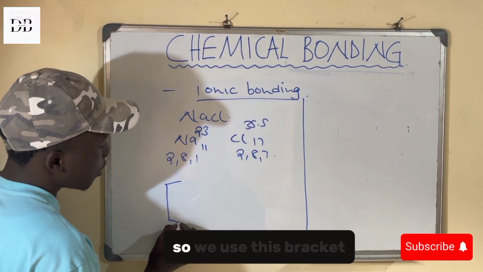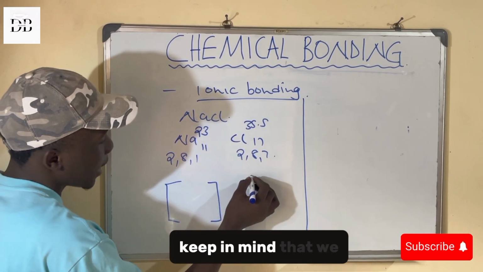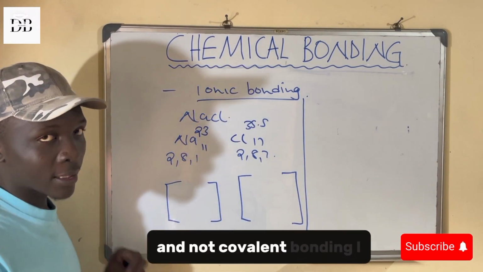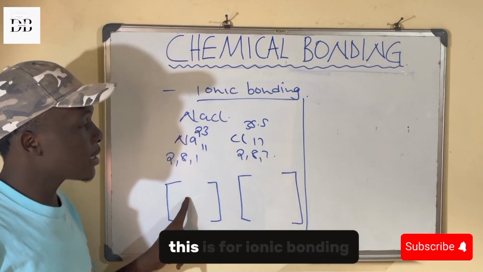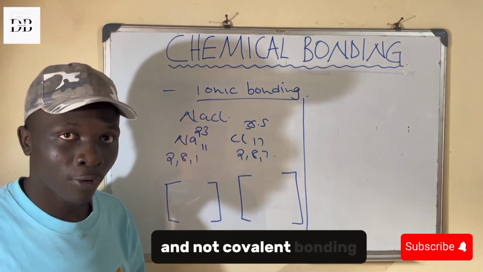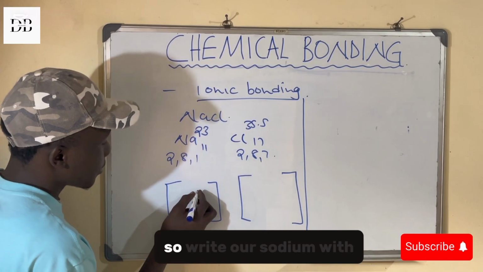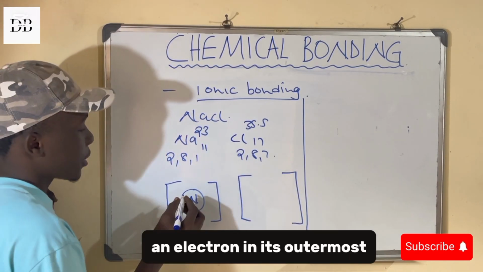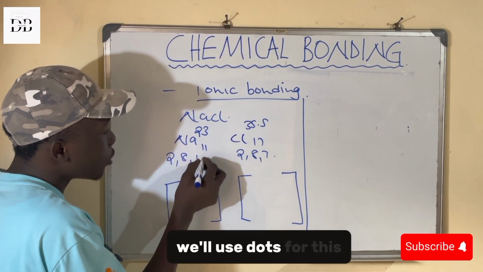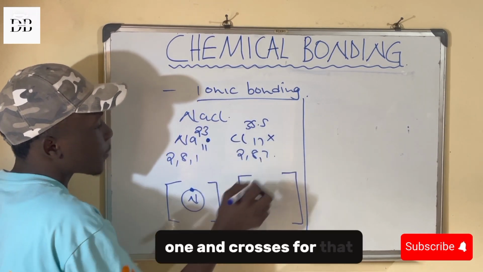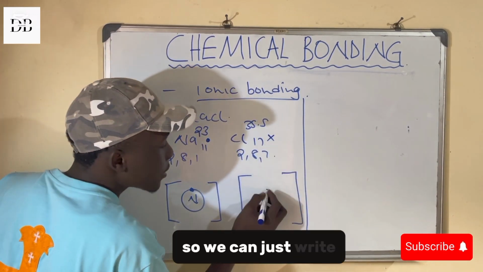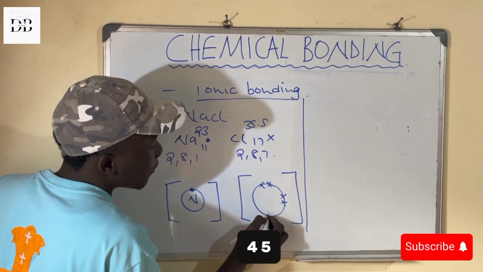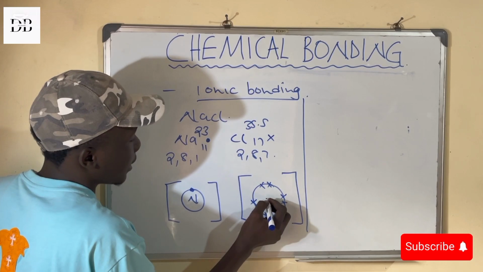So we'll use these brackets. Keep in mind that we use these brackets for ionic bonding and not covalent bonding. I repeat, this is for ionic bonding and not covalent bonding. So, we write our sodium with an electron in its outermost shell. We'll use dots for this one and crosses for that one. So we can just write the outermost shell there, having 1, 2, 3, 4, 5, 6, 7.